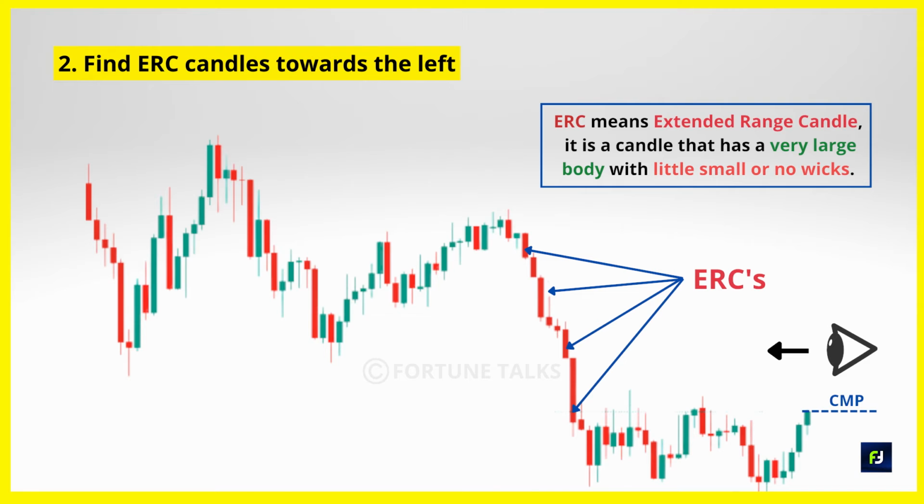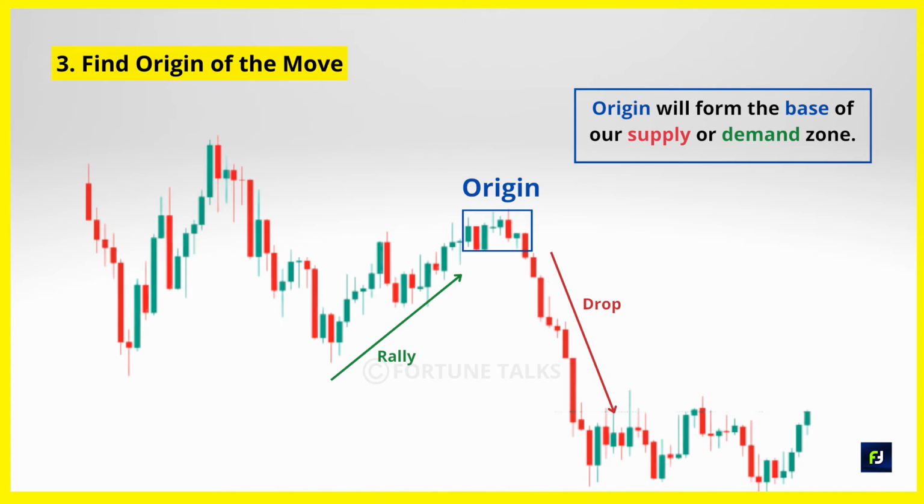ERC stands for extended range candles, and it is actually a candle that has a very large body with little or no wicks. So if the body's length is equal to the length of the wicks, it is not actually an ERC candle. And then we have to find the origin of the move. Once we have identified an ERC type of candle, we have either a drop or a rally in price. Now we have to find the origin of that move. The origin will actually form the base of our supply or demand zone. And the base is what we require to draw the zones, as we will see later on in this video.